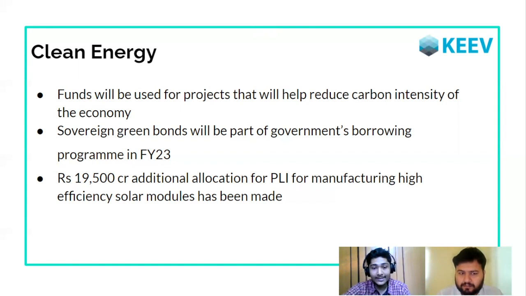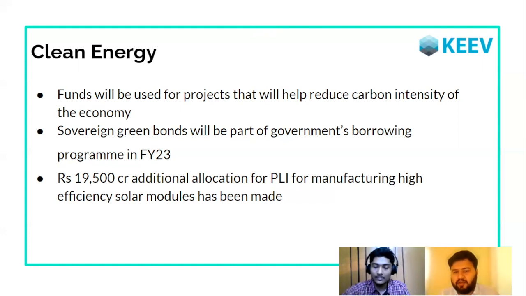19,500 crore additional allocation for PLI scheme for manufacturing high efficiency solar modules has been made. Same PLI scheme, right, for solar. So what is happening right now is solar is growing very fast in our country, but for the solar panel, for the solar module that is made, most of the components of the solar panel are imported from China. So we have become green, but again you are depending on China for manufacturing that. Right, so this will help in reducing that dependence.